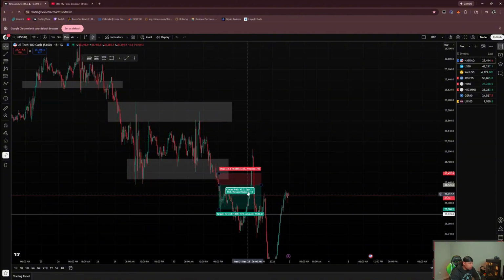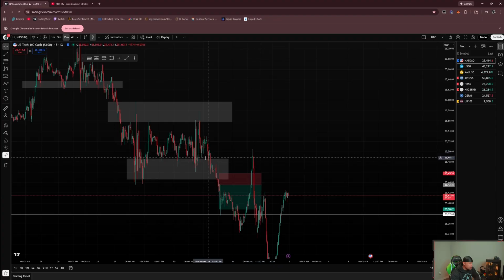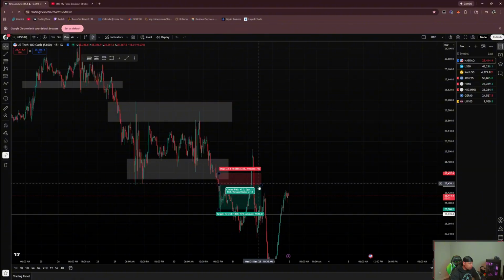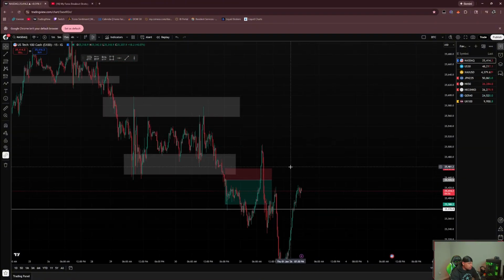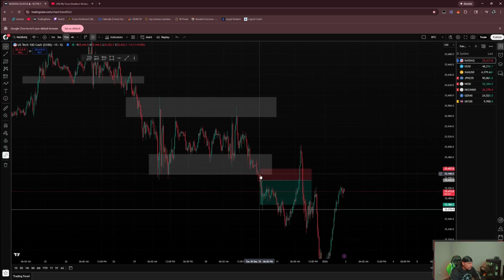And as you see, we bounced right back up into this market structure here and then pushed right back down. That would have been a good short to take. I missed that short. I got in on part of this, but I missed that big move there.